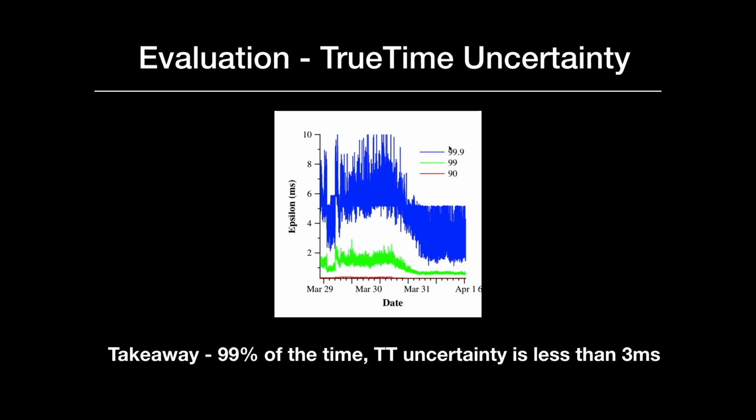They did observe some sort of tail latency, where about 0.1% of the time the uncertainty can range up to 10 milliseconds, and at the time of the paper they said they would investigate why this would happen. But even still, 10 milliseconds is not all that long to wait to outweigh the uncertainty of a timestamp.